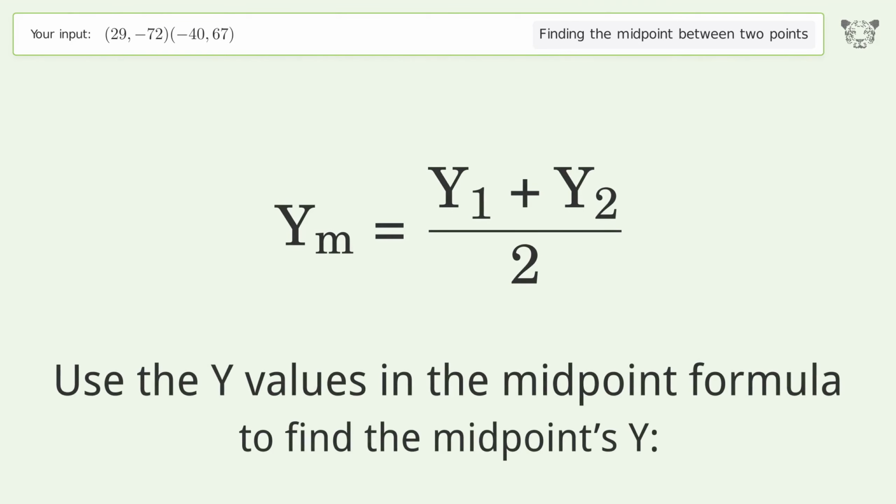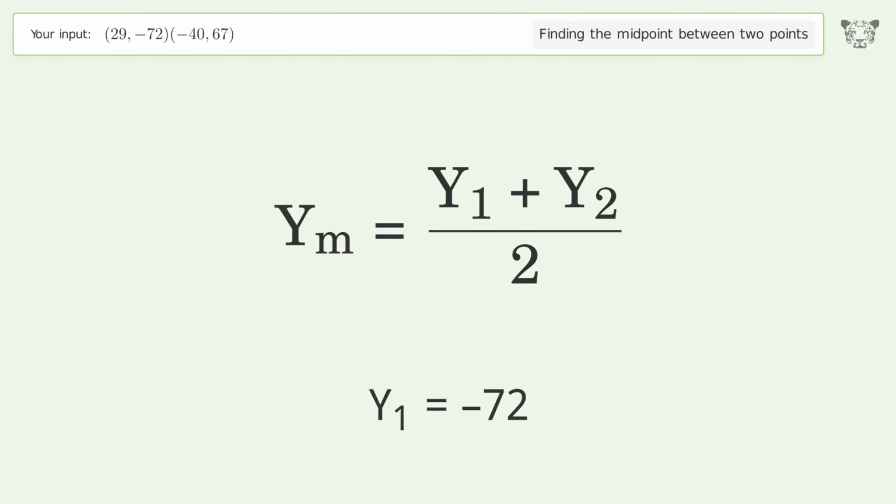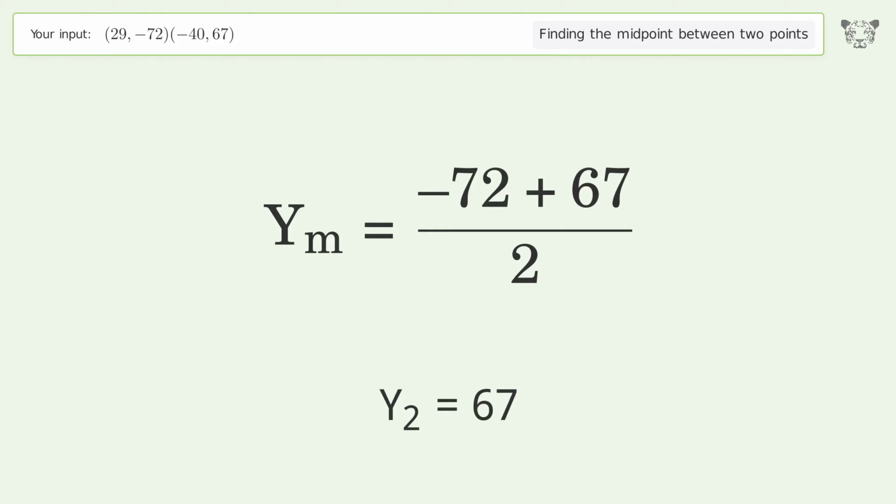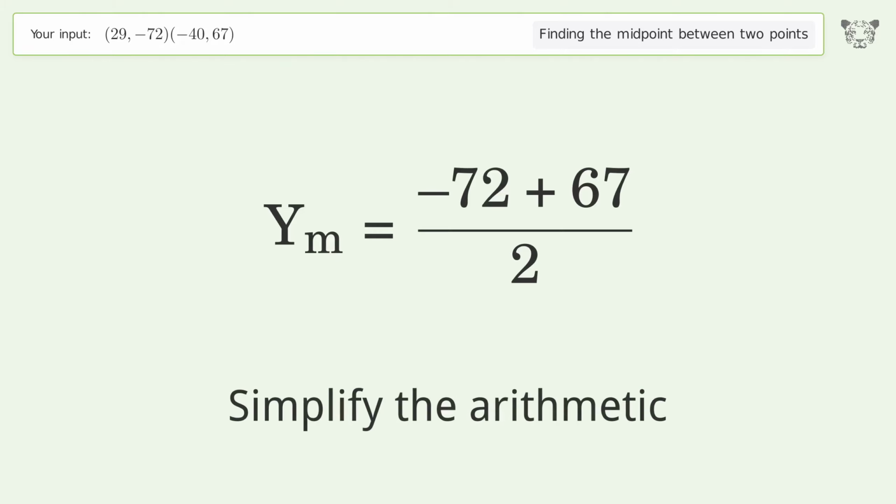Use the y values in the midpoint formula to find the midpoints y1 equals -72, y2 equals 67. Simplify the arithmetic.